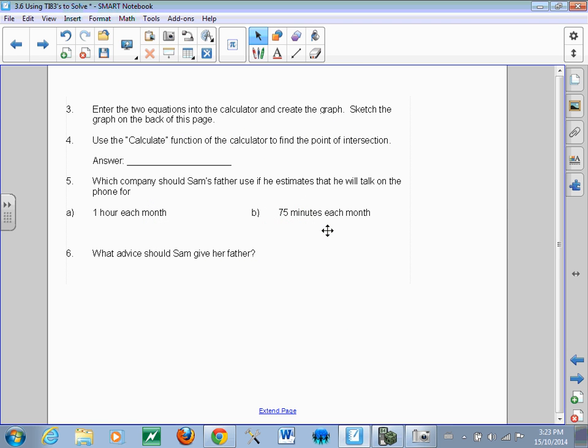Number 4, actually 3 we just did. Number 4, use the calculate function, find the point of intersection. So we just did that, folks. So that's 71.43, 30.71. So always remember the context of the problem. Which company should Sam's father use if he estimates he will talk on the phone for 1 hour?